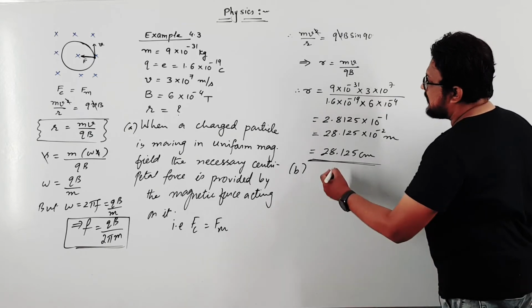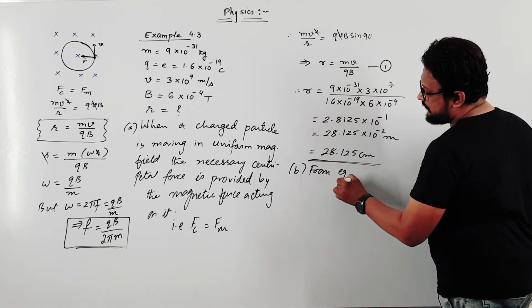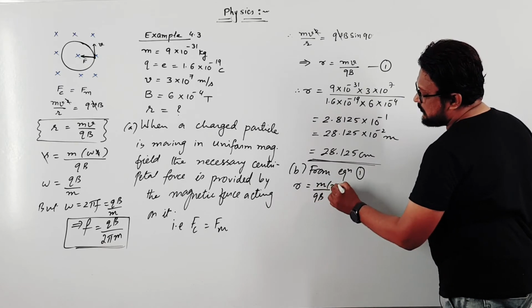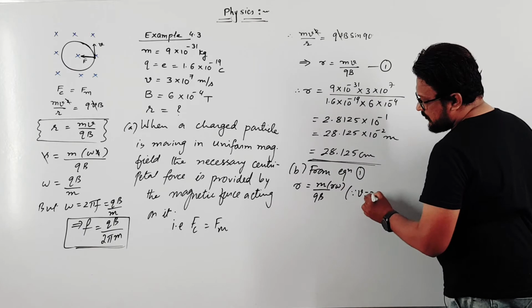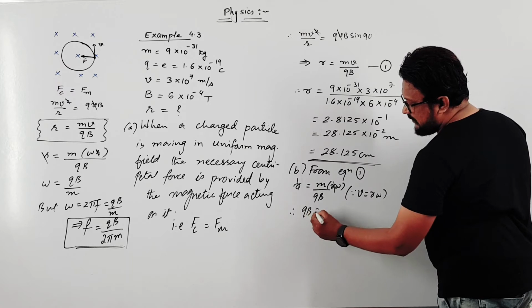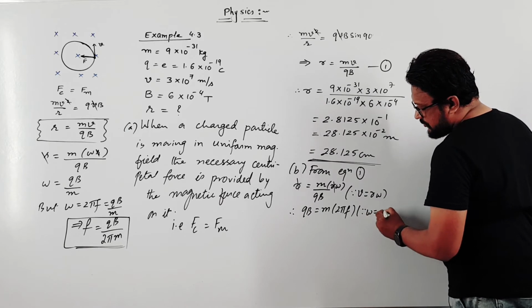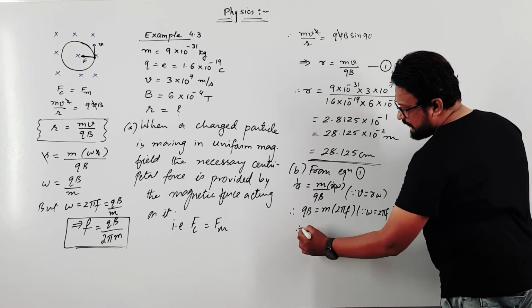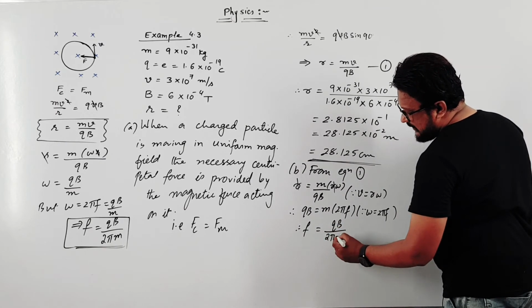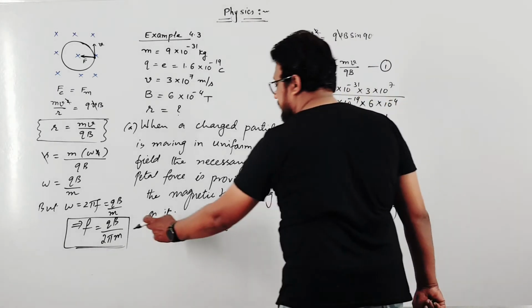Do one thing. We can derive like, let this be equation number 1. From equation 1, R is equal to m v upon qB, and v is equal to r omega, so r will get cancelled out. Therefore qB will be equal to m into omega, and omega is equal to 2 pi f, right? So therefore frequency f will be equal to qB over 2 pi m. QB over 2 pi m, what we have derived over here, right?